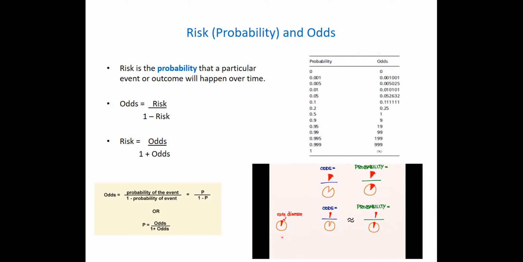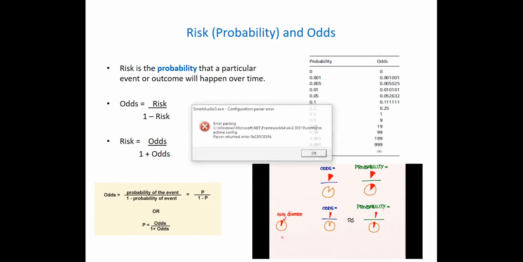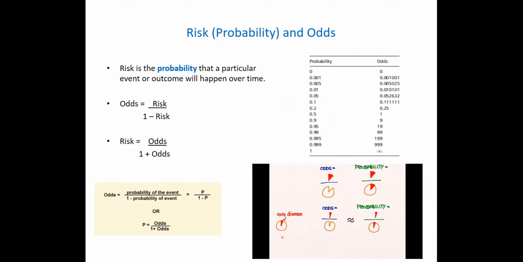Now, if you change the subject of the formula, risk will be odds over 1 plus odds. No, odds is risk over 1 minus risk. Risk is odds over 1 plus odds. Now, look at the table beside.